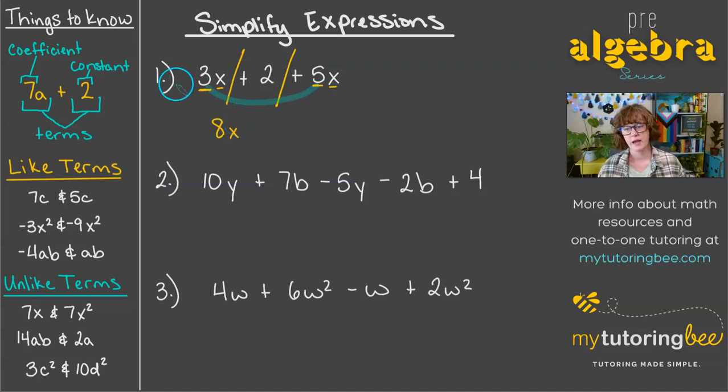So we're trying to figure out how many x's we are multiplying together. We've got 3 x's over here. We've got 5 x's over here. So that gives us a total of 8 x's, or 8x.